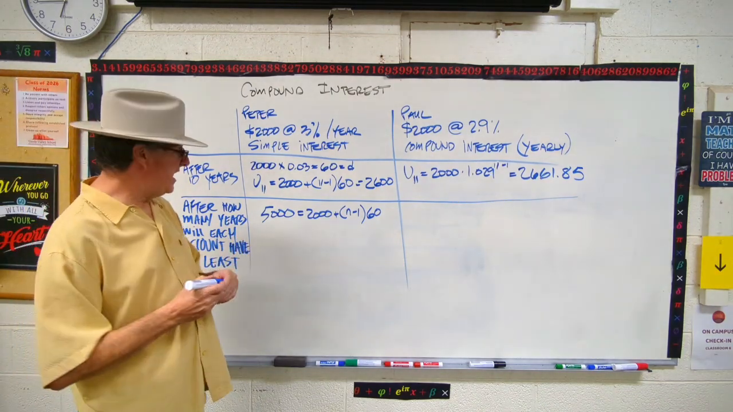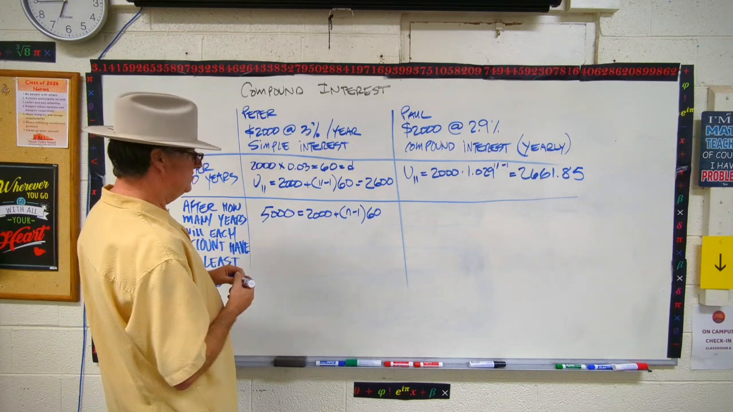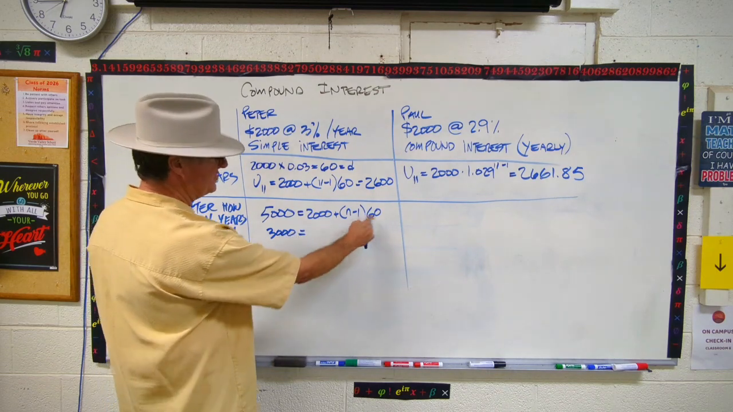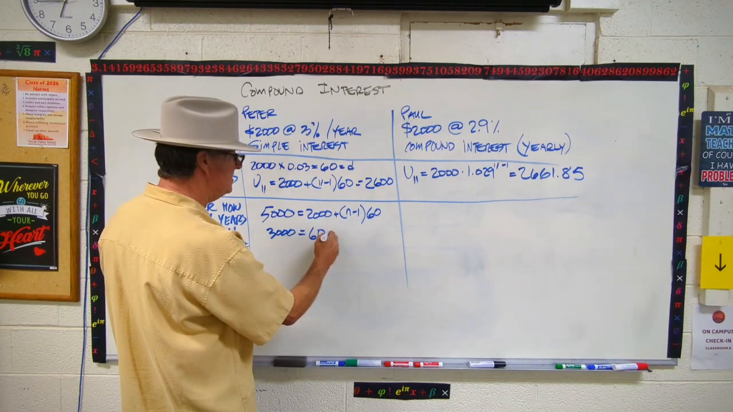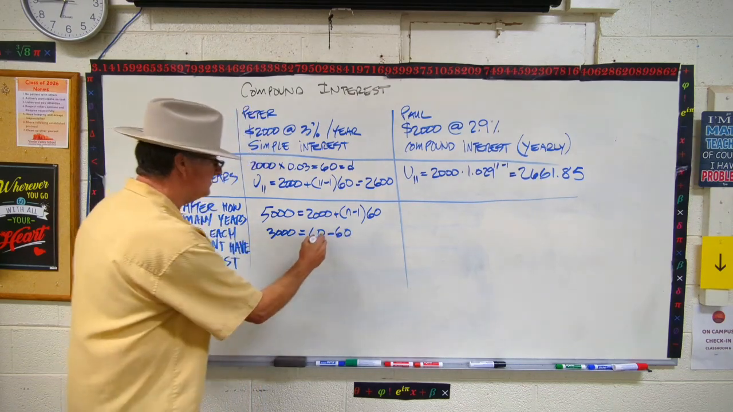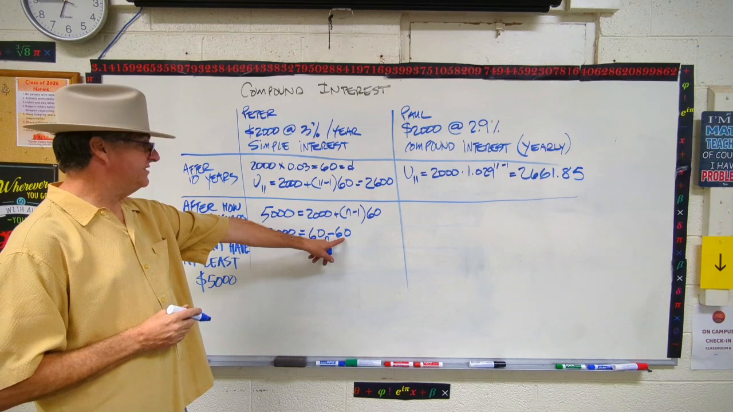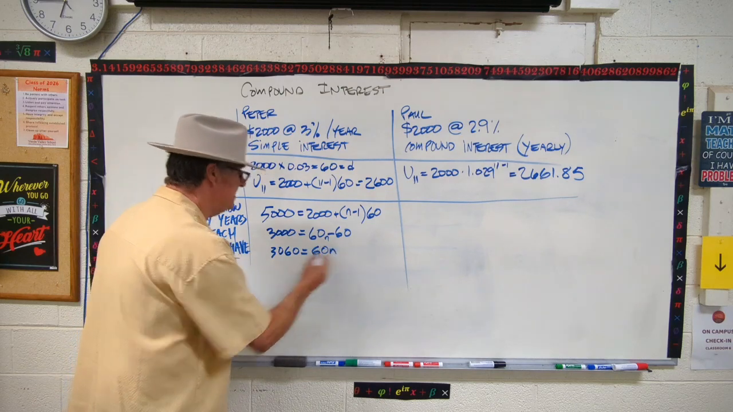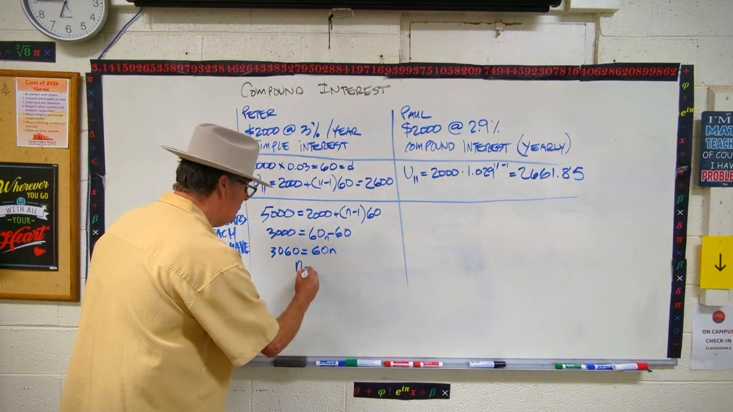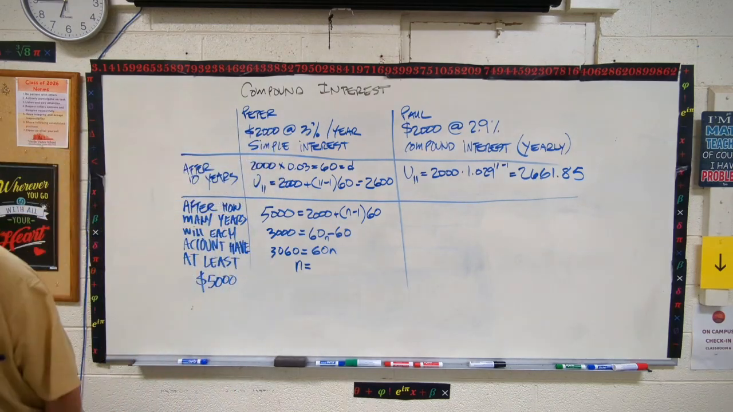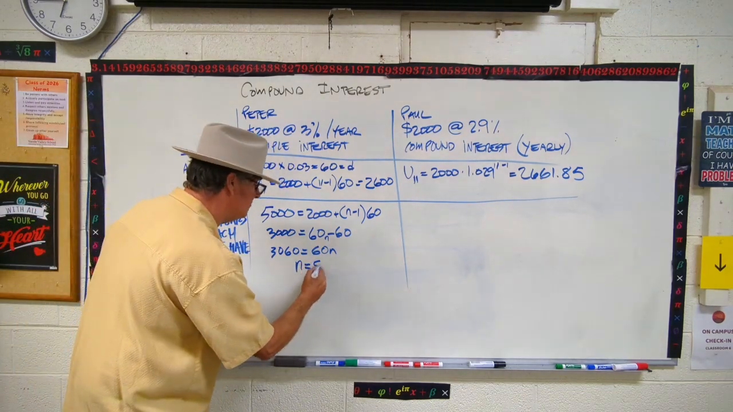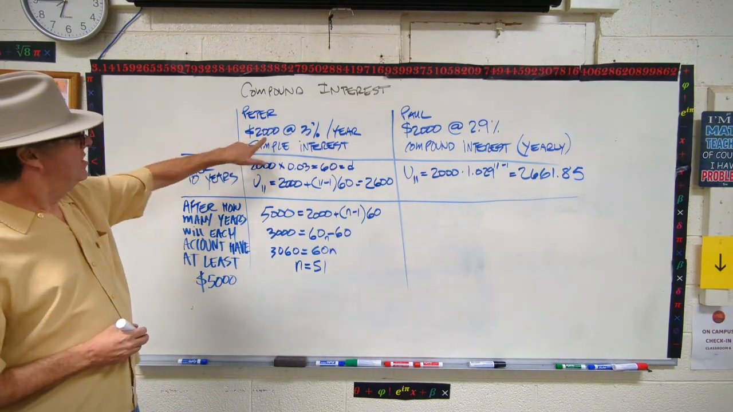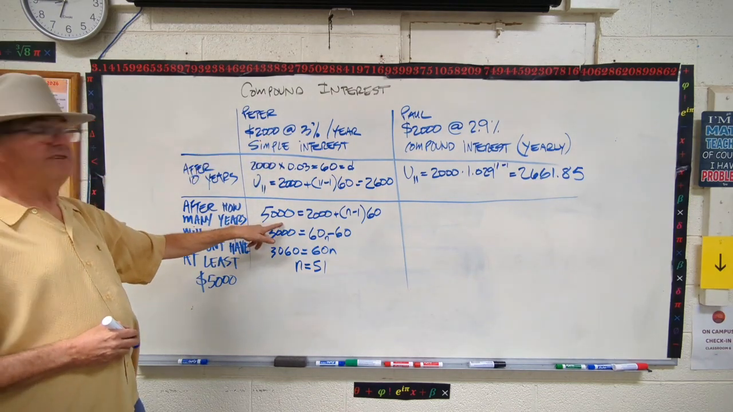Okay, I'm just going to do the algebra. I'm first going to subtract 2,000 from each side. So now I have 3,000 equals, and let's do the distributive property here, 60n minus 60. Oops, there's an n there. 60n minus 60, add 60 to both sides. 3060 equals 60n. Divide through by 60, and you get n equals 51. So it takes 51 years for this account to go from our initial investment of 2,000 all the way to 5,000.